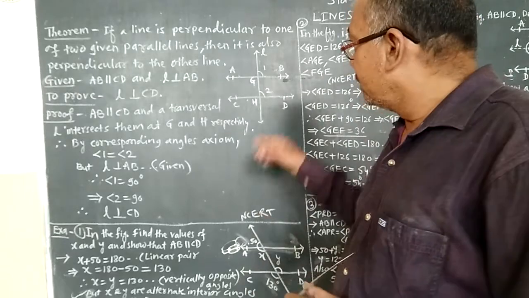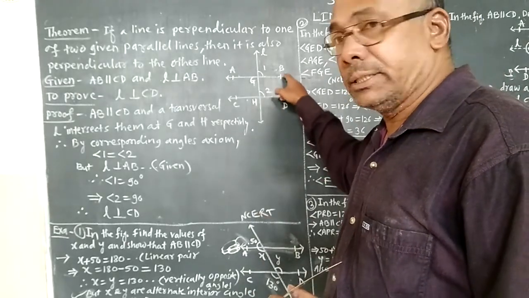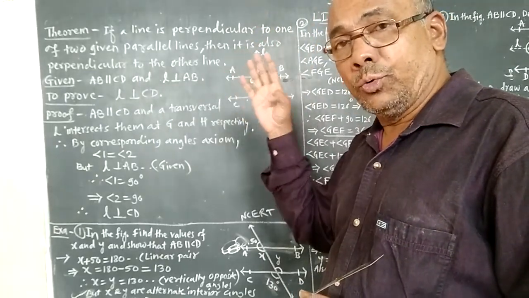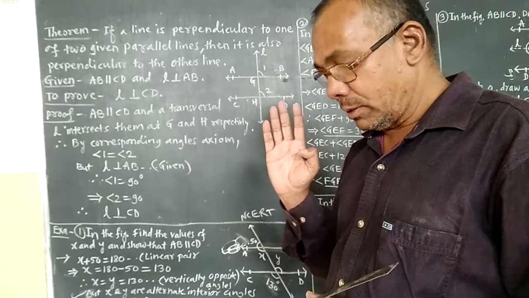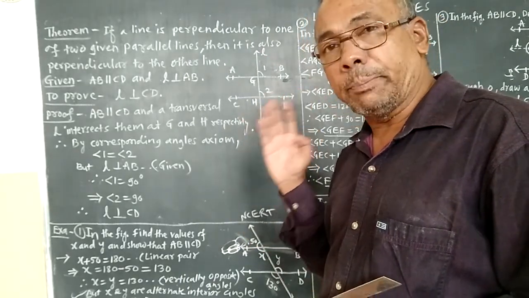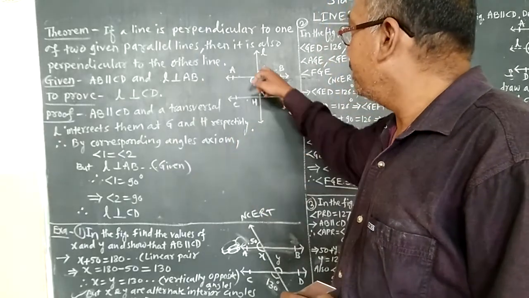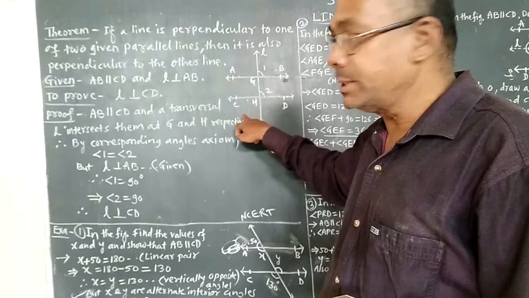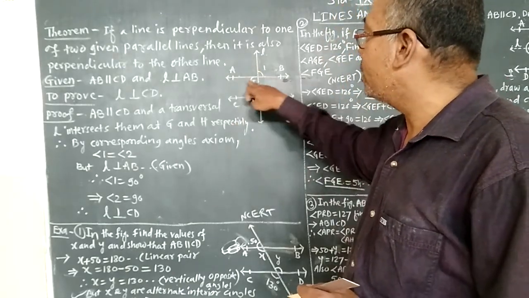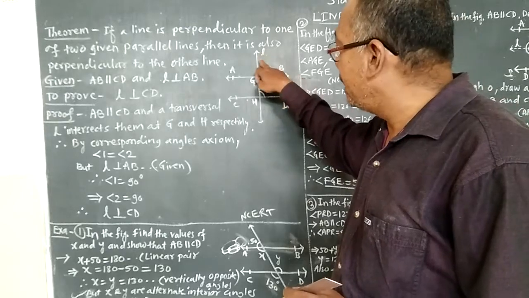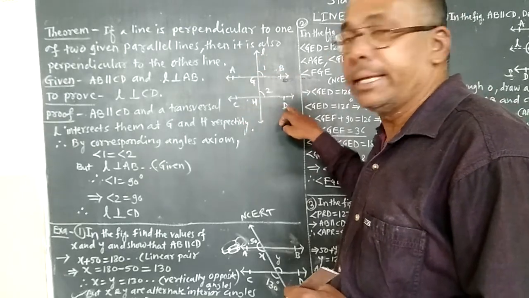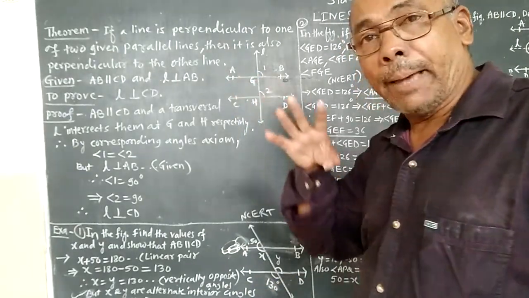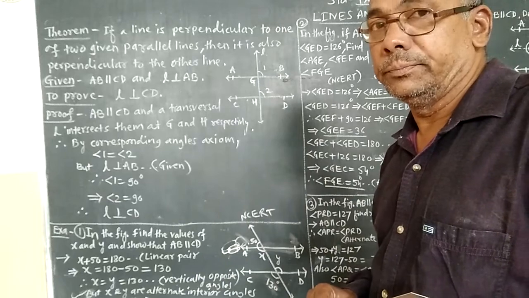Means out of the two parallel lines, if the third line is perpendicular to one line, then the third line L is also perpendicular to the second line. Means if L is perpendicular to AB, then L is also perpendicular to CD, if AB and CD are parallel to each other.